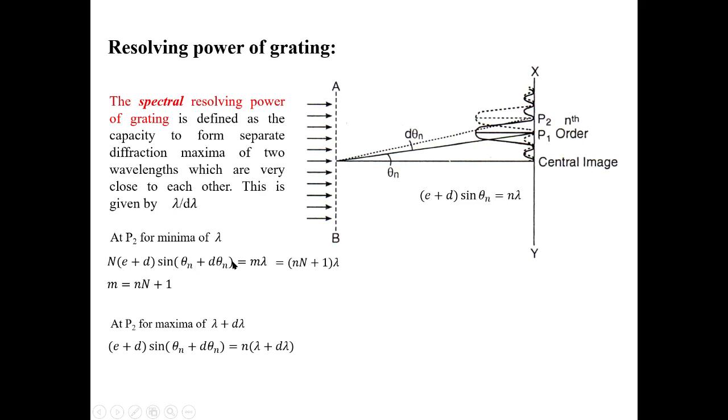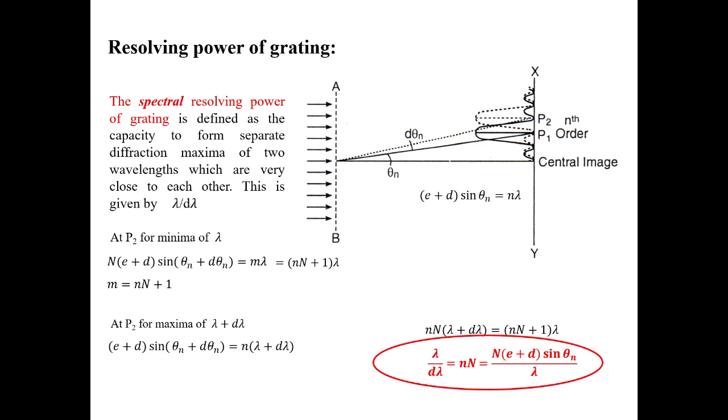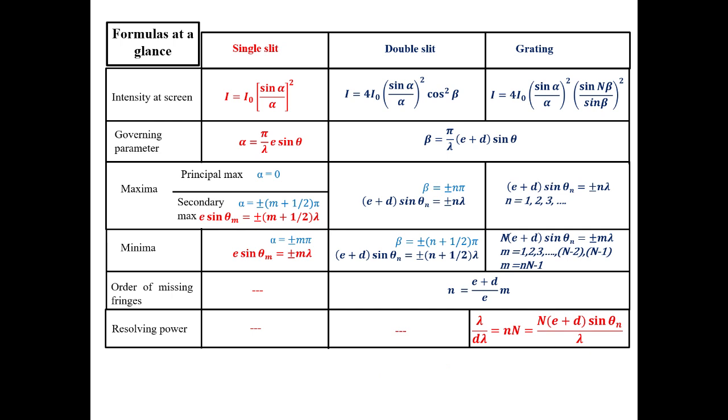So we can compare these two equations, and we can put the (e plus d) sine theta plus d theta value in this equation. So we get this equation, and we can solve it to get the value of lambda by d lambda, and that will be small n times capital N. Small n can also be written as (e plus d) sine theta by lambda. So this is the expression for the resolving power of the grating. Therefore, in our formulas, one formula for the resolving power of the grating is also increased.